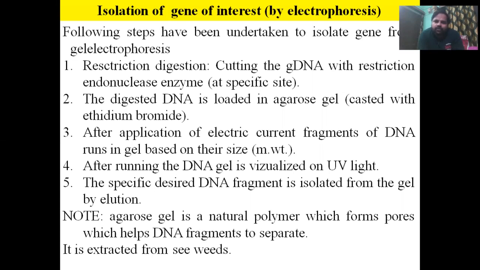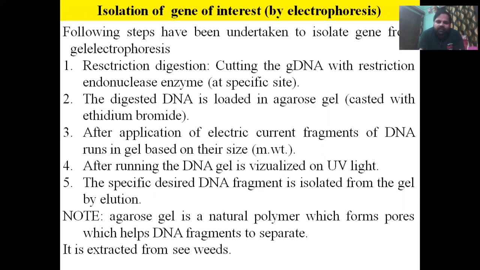We need to isolate that particular digested or cut DNA fragment out of the genomic DNA. So we will load that particular digested DNA into a gel-like platform, and it is called agarose gel. This agarose gel contains ethidium bromide. After application, we employ the electric current, as we know that genomic DNA has a negative charge.